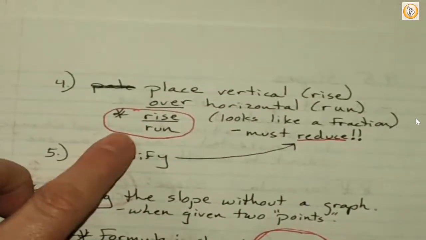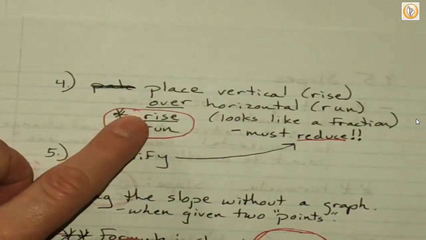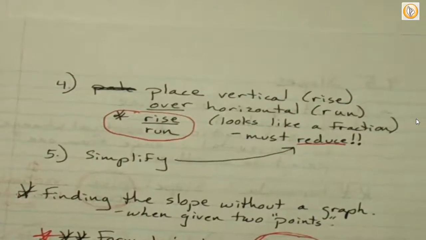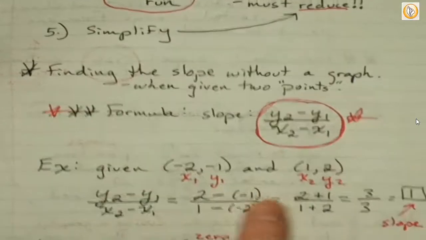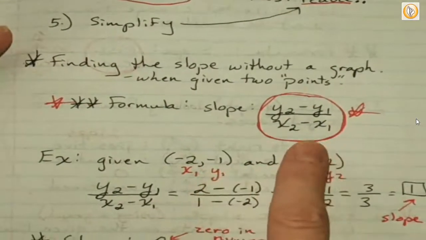Okay, we talked about, again, you put it in rise over run, up and down is on the top, side to side is on the bottom, and you simplify it. Okay, so what if they didn't give you the graph, but they gave you 2 points that are on the graph? We use this formula.